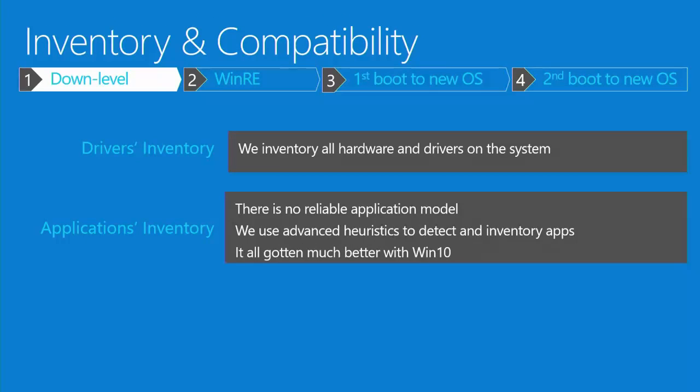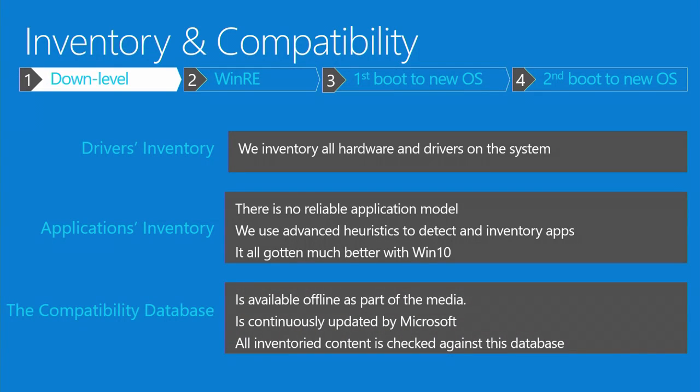So we'll migrate them. But we do need to do the compatibility checks against the application inventory, so we're using heuristics to come up with that list. So we already talked about that. It's on the media. We're continually updating it. And we want you to use the dynamic update capabilities to pull the latest version of that down so that we can compare against the latest details.